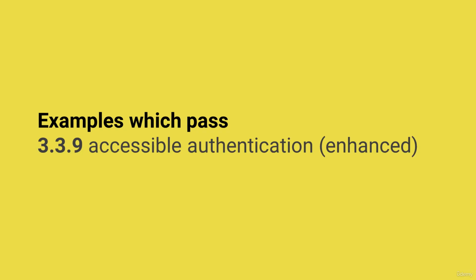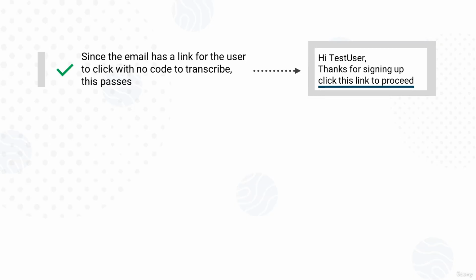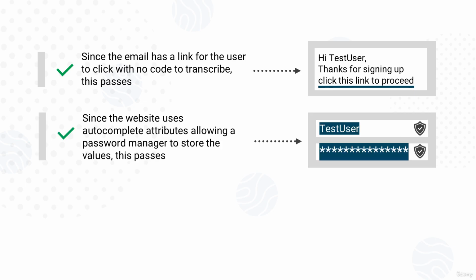So what exactly does passing this success criterion look like? A user is authenticated via an email sent to their email address, which has a temporary URL. Since the email has a link for the user to click, the user doesn't have to remember or transcribe a code. This passes. Since the website uses username and password text entry with the autocomplete attributes correctly set, the browser or password manager autocompletes the text entry.